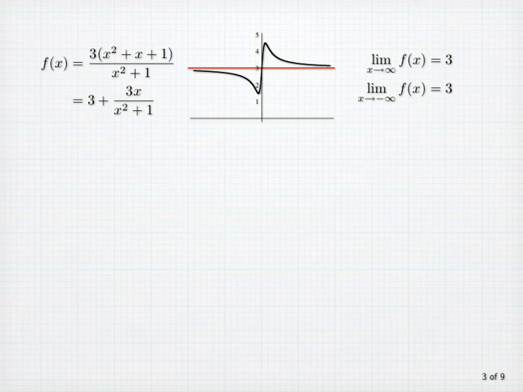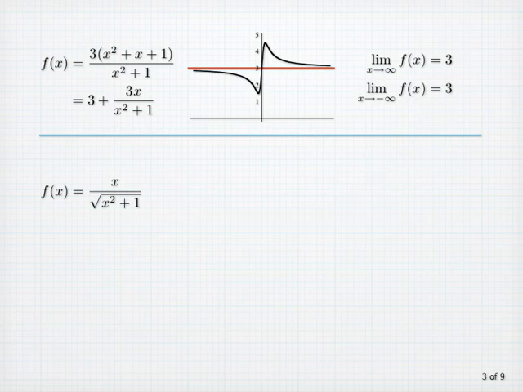Now all of the examples we've shown so far have corresponding rightward and leftward horizontal asymptotes. That is, the limit as x approaches plus infinity and the limit as x approaches minus infinity coincide. Now here's an example where that's not the case. Let f of x equal x divided by the square root of x squared plus 1.